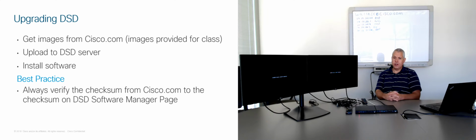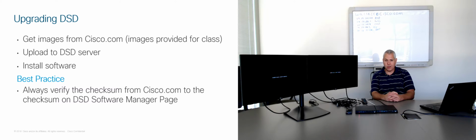Upgrading DSD, you have to get the images from Cisco.com. These images are provided by me for this class right now, and I have them on my laptop. But if you were upgrading this in your own lab or in your own production environment, you go to Cisco.com and type Cisco Vision into the software search. You'll see the DSD server as an option. You click on that and it'll bring you to a link where you can pick the upgrade files for any release you might be coming from.